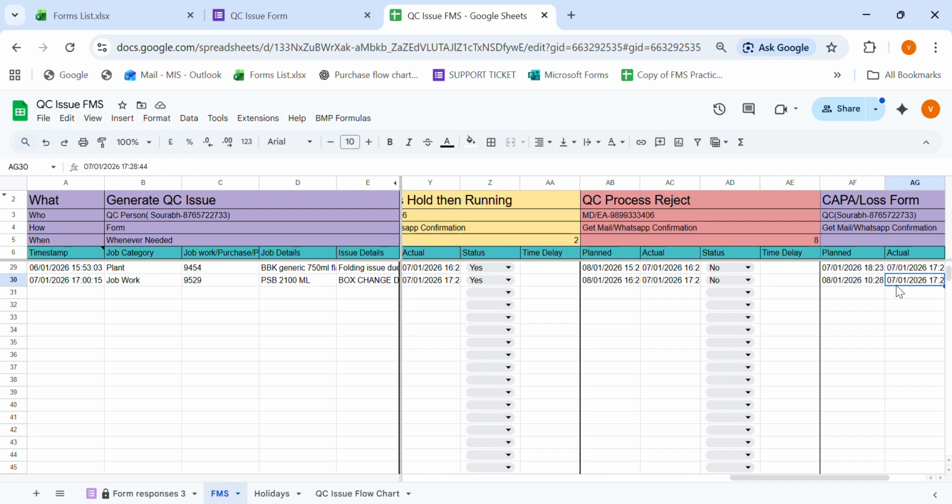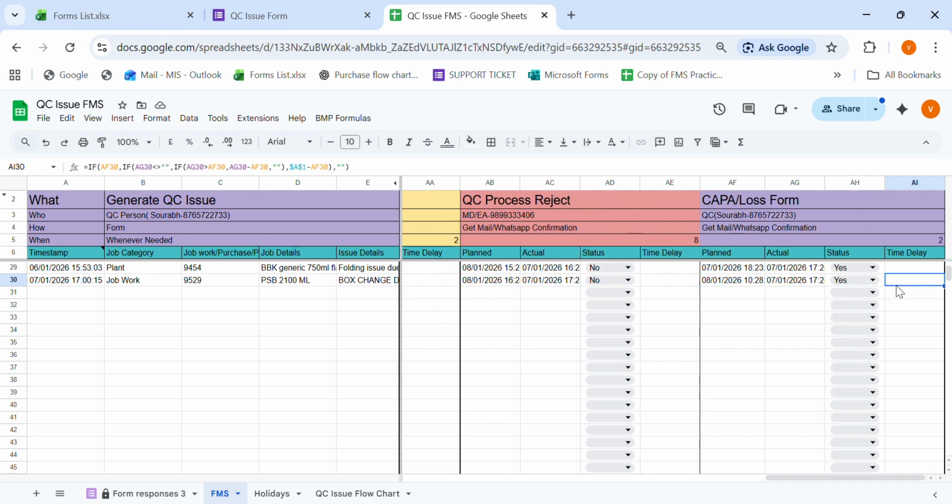The loss form is filled by the QC person. The QC person estimates the loss of this job. If the company lost anything related to price or anything, in that case the QC person fills the form, and the PC person updates the status as yes or no. If loss is generated, then yes, otherwise no. The QC person takes the responsibility within 2 hours. That is the final step.